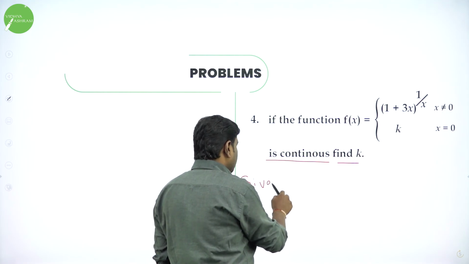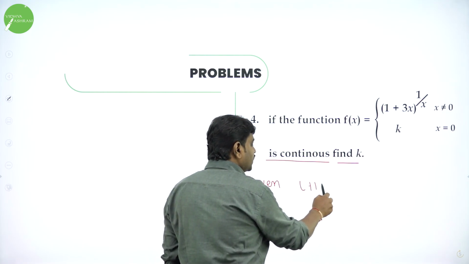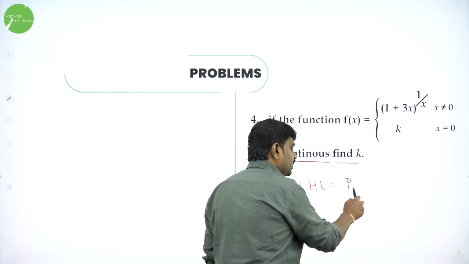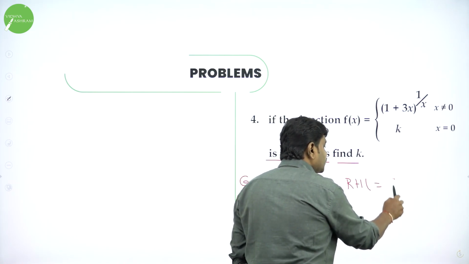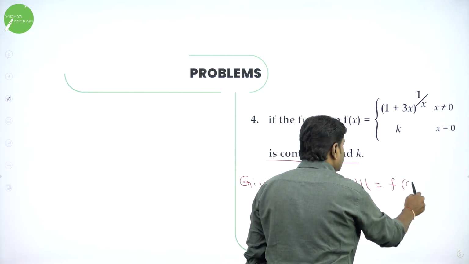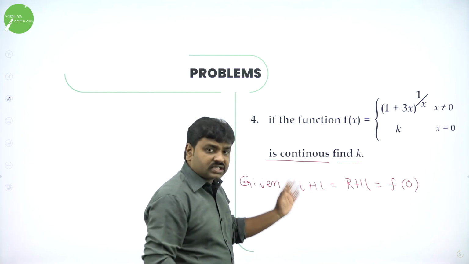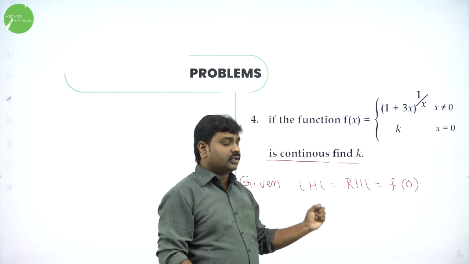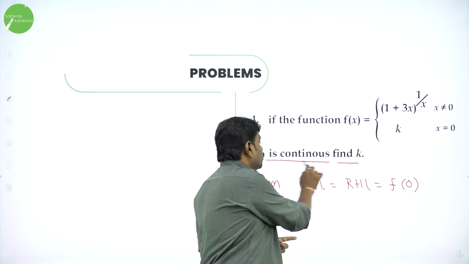So they told it is continuous, so therefore I can say given. In the problem, if a function is continuous, indirectly the left-handed limit, right-handed limit, and functional value at this 0 should be the same. I can say LHL is equal to RHL is equal to f of 0. They have not given it like this, but they gave a word. They told it is continuous.